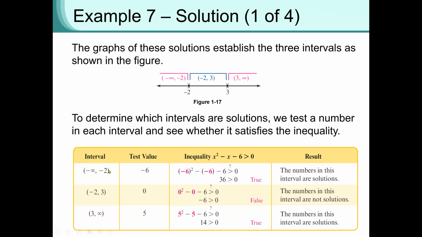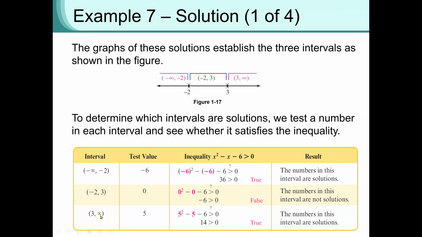Unless we take, let's say, -1. -1 is in this second interval, which is -2 to 3. So we decided to take 0, but you can also take -1 or +2, because those values fall within -2 and 3. So we plug in 0, and we find that -6 is greater than 0. That's false. So this means our interval -2 to 3 is not a solution.